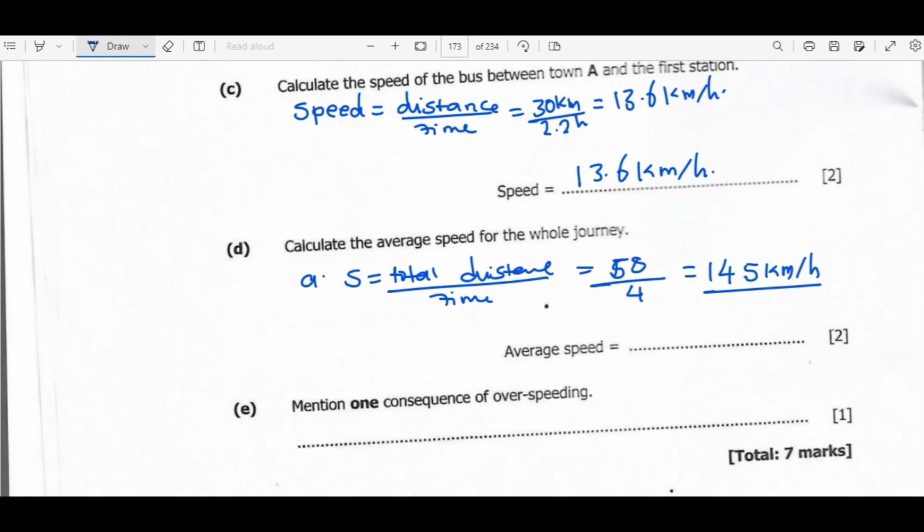Now move on to question E. Mention one consequence of overspeeding. So we can say it can cause accidents.